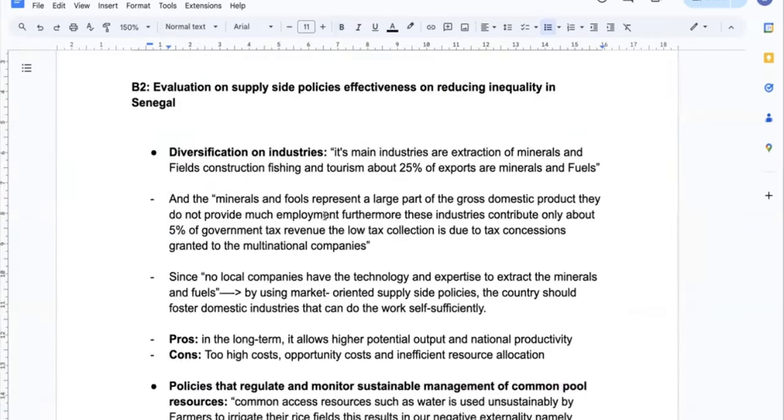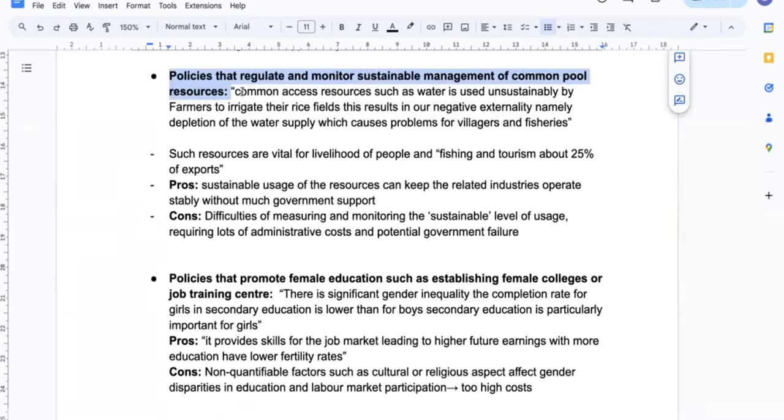My next discussion is on the evaluation of supply-side policies' effectiveness on reducing inequality in Senegal. The first type of supply-side policy is diversifying industries. You can check the logic behind evaluating this policy by referring to the text and data and the same content, pros and cons of the policy.